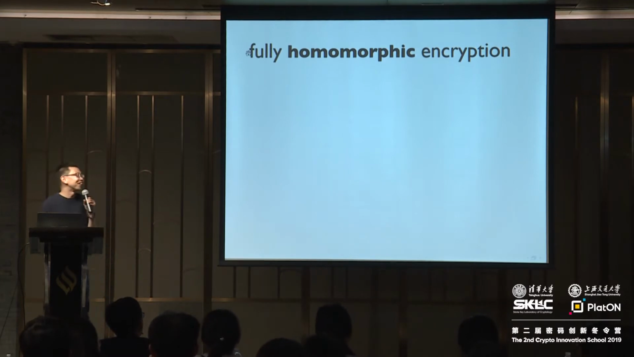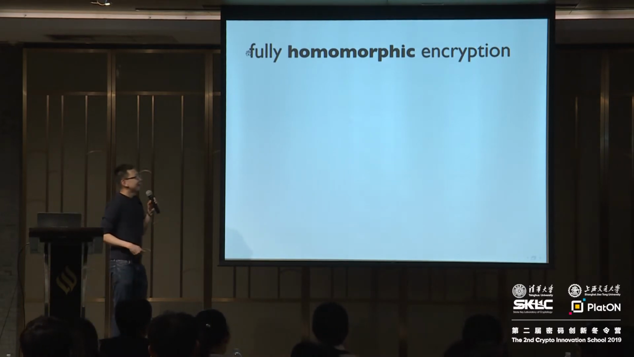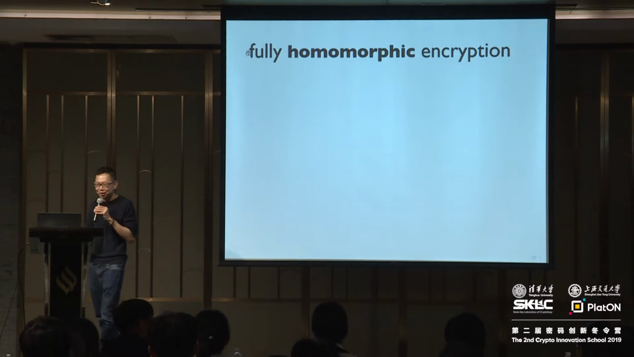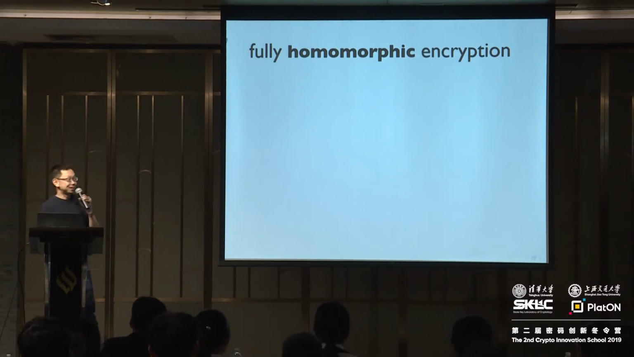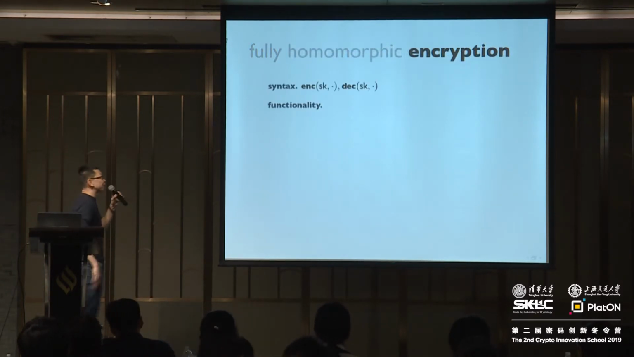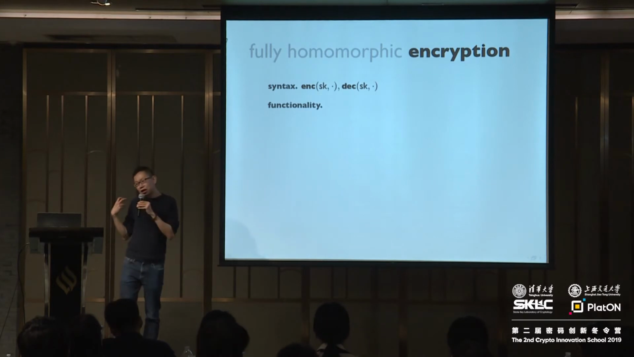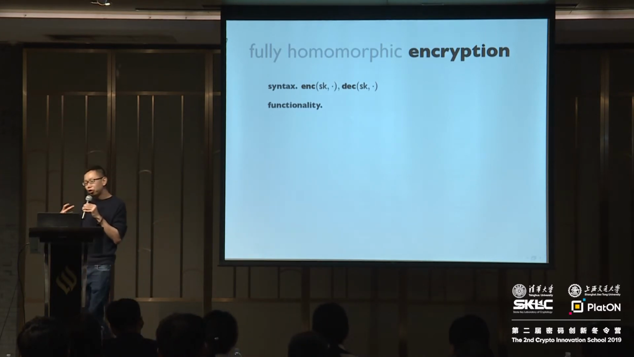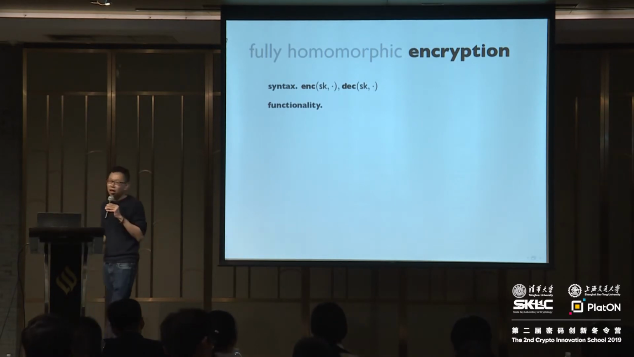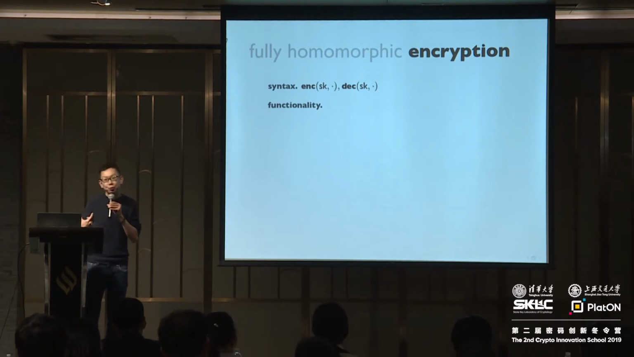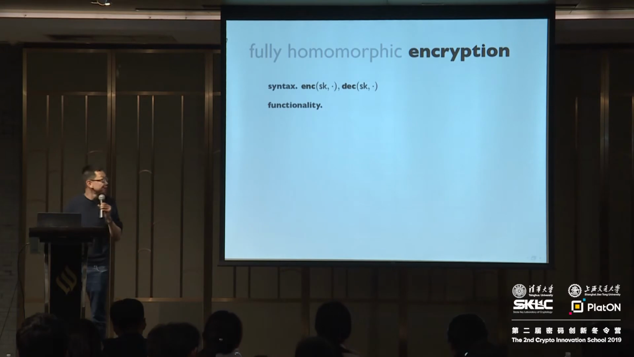I'm going to start with fully homomorphic encryption. Probably most of you have already seen a little bit about it, but let me try to say what it is anyway. Before that, let me start with encryption. In the first part of the talk, I'm going to be looking at secret key encryption. An encryption scheme is specified by a pair of algorithms, an encryption algorithm and a decryption algorithm. Both algorithms share a secret key.